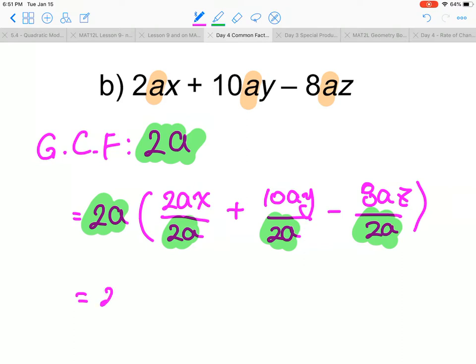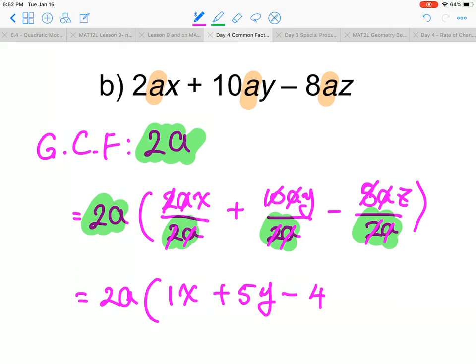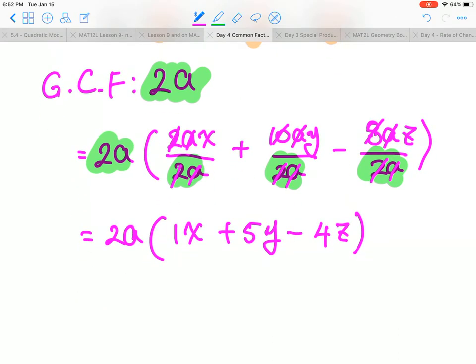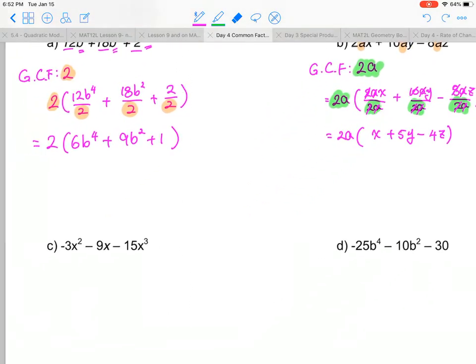So then this becomes 2a, and then obviously 2 divided by 2 is just 1, and then a divided by a is also 1, and then 1x. Now then 10 divided by 2 is 5, a divided by a is 1, that's gone, and then what's left over is y, minus 8 divided by 2 is 4, a divided by a is 1, so that's gone, and then the z is left over. So at the end, all I need to do is just get rid of that 1 in front of the x, and that is done. Okay, so hopefully you understand this.